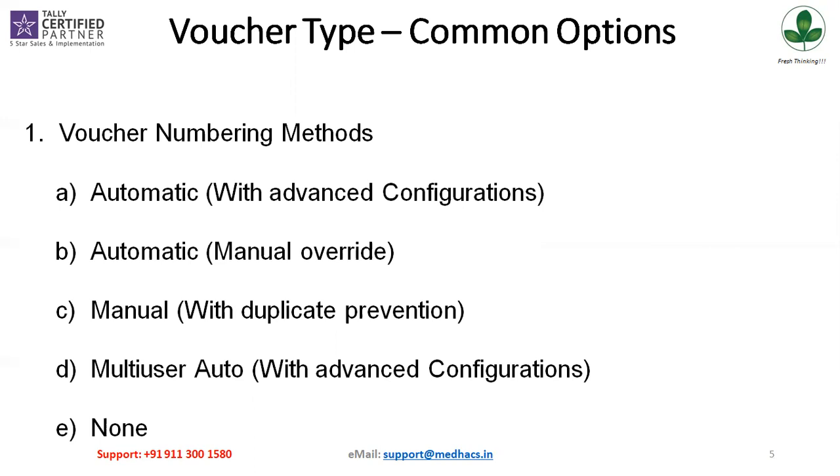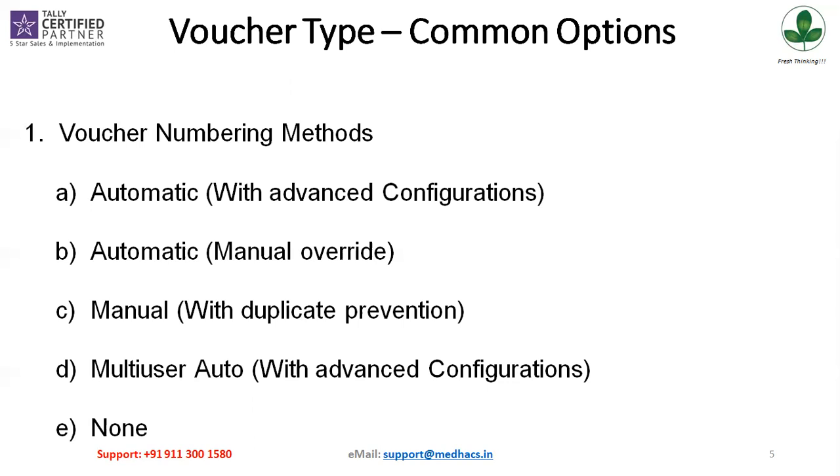You have multiple options to define voucher numbering. It is automatic, which is the default, and even under automatic you could have advanced configurations. Then you could say the number is automatic but I want a manual override, where if I require, I can change it. Then there is manual, where you say no, I don't want automatic numbering, I will key in manually whenever I make a data entry. That also you could specify.